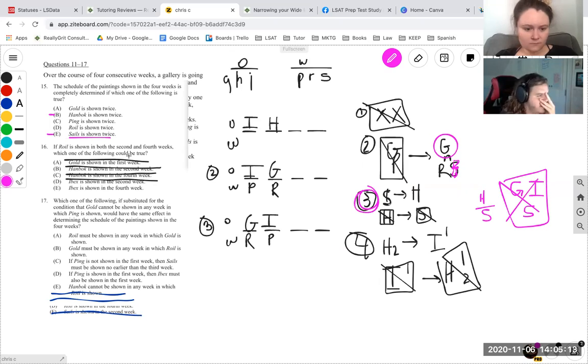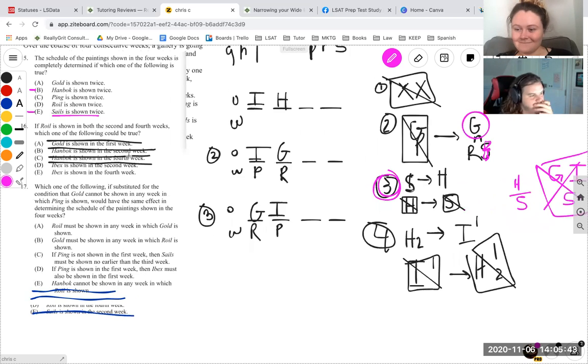Which one of the following, if substituted for the condition that gold can be shown in any week, that gold cannot be shown in any week in which P is shown, would have the same effect in determining the schedule of the painting shown in the 4 weeks? Wow. That's very hard. But we already figured it out. Read the first answer choice. R must be shown in any week in which gold is shown.